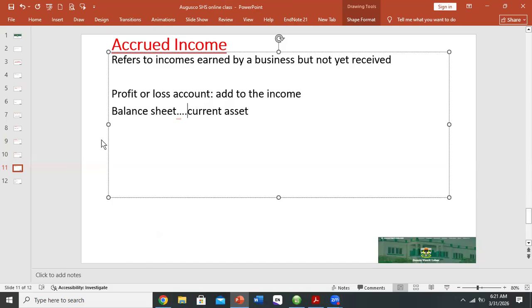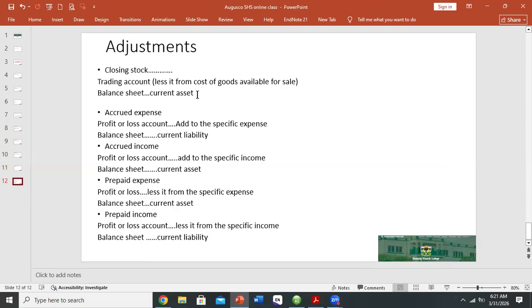So my dear students, we have been able to exhaust these 4 adjustments. The first one we saw was the accrued expense, the second accrued income, the third prepaid expense, the fourth prepaid income. And what I want you to grasp is for you to be able to tell how to deal with them in the profit or loss account and the balance sheet.